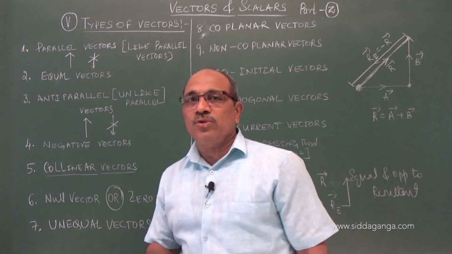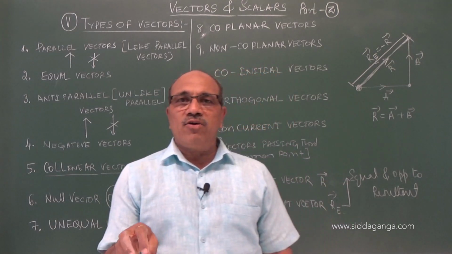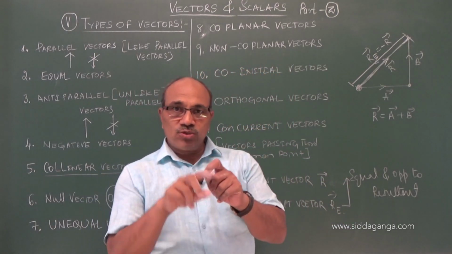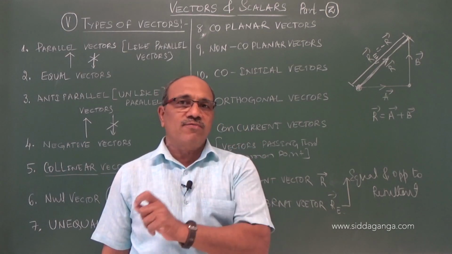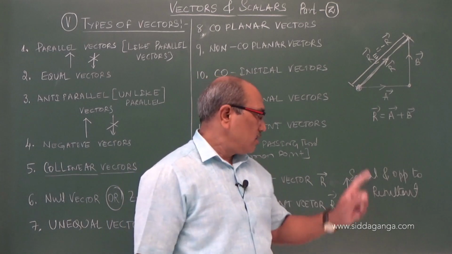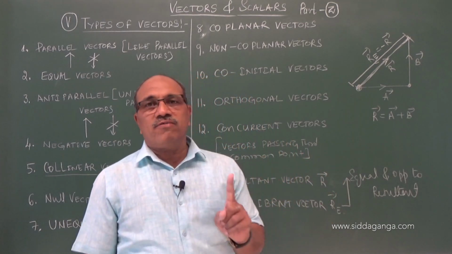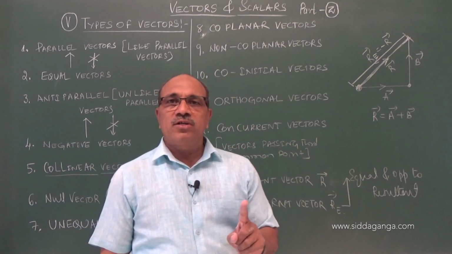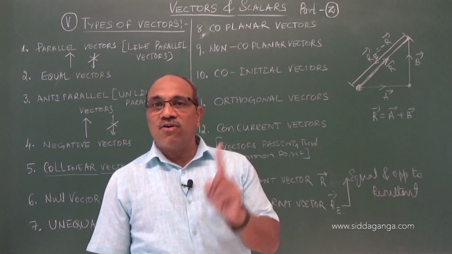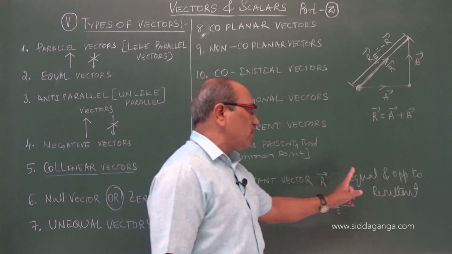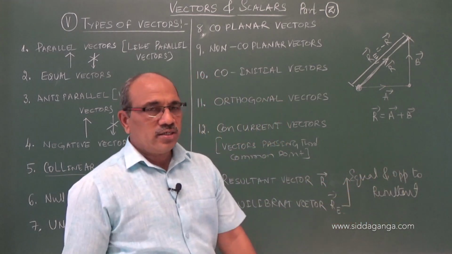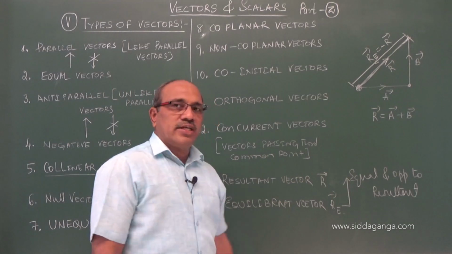Resultant vector, I told you: many vectors are acting on a system, and those vectors can be replaced by a single vector which gives the same effect as all the vectors together. Equilibrant is a single vector acting on a system which brings the effect of all the vectors acting on the system to zero. It is always equal and opposite to the resultant. The remaining we will discuss in the next class.